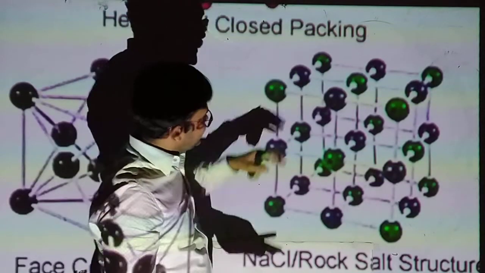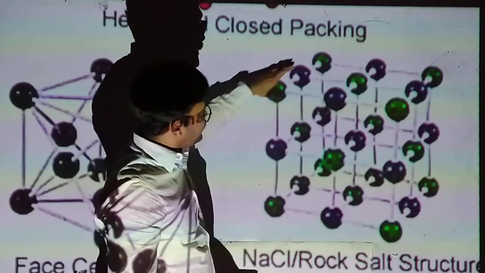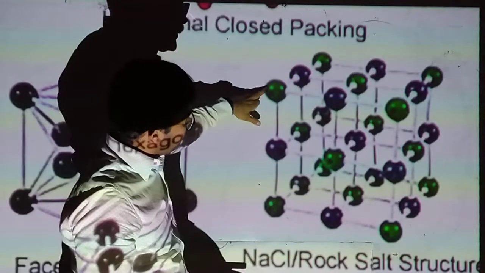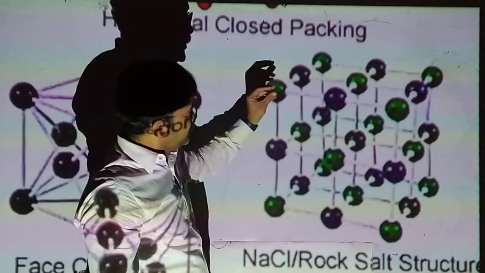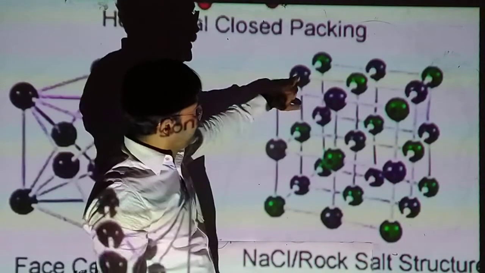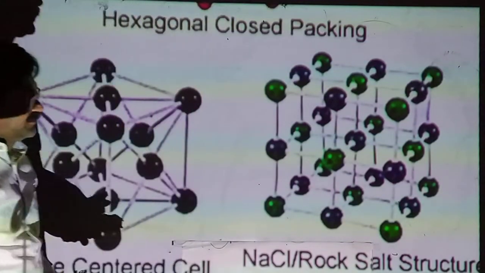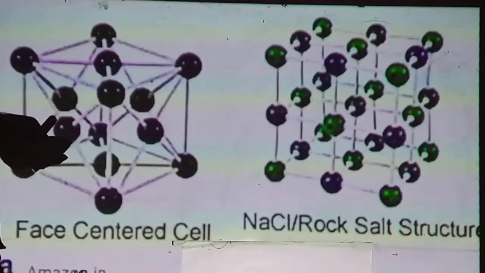Chloride is huge in size. So chloride ions are lying at the corners and face centers. Na plus is small in size, lying at the edges and on the face center. NaCl, rock salt.